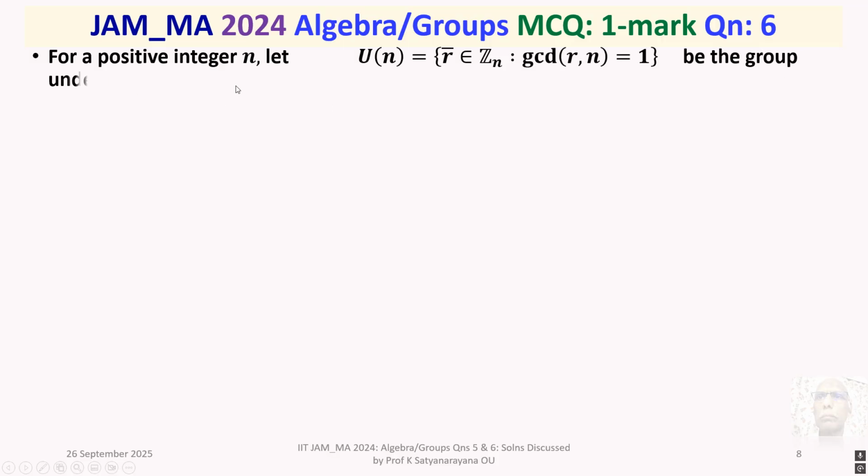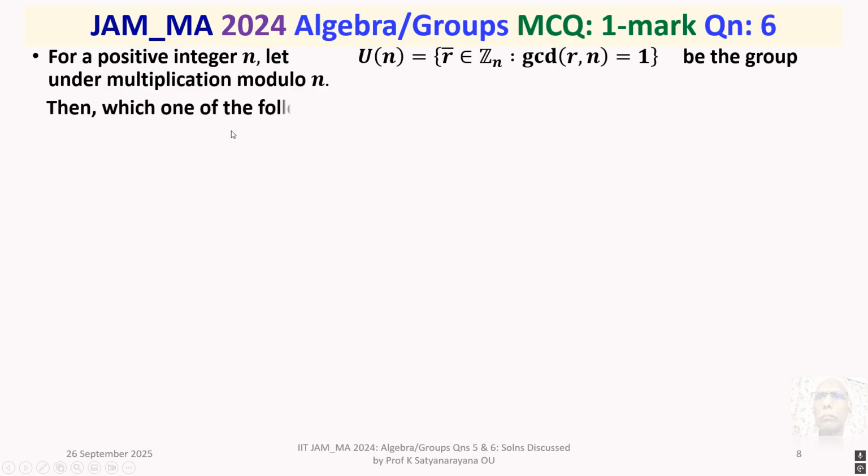For a positive integer n, U of n is the set of all R bar, where bar denotes residual class of R in integers. So R bar belongs to Zn, where the GCD of R comma n is 1. This is given to be a group under multiplication modulo n.